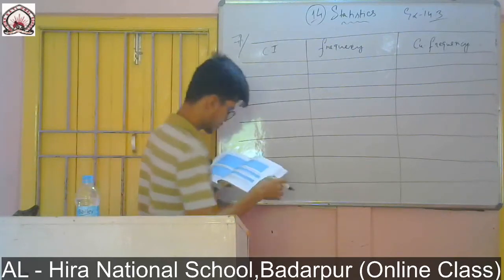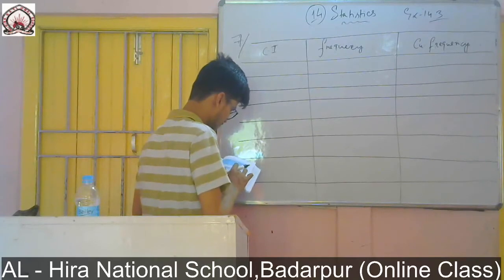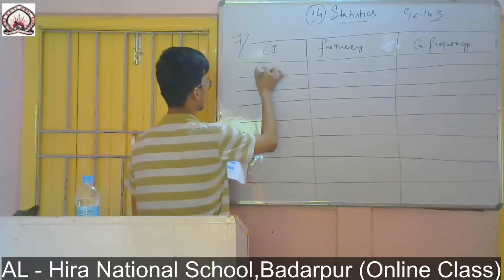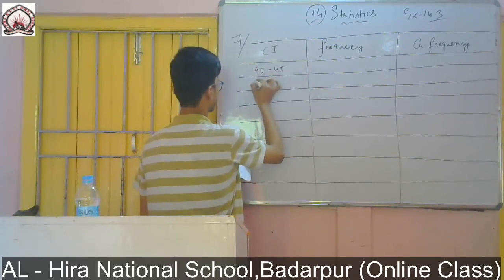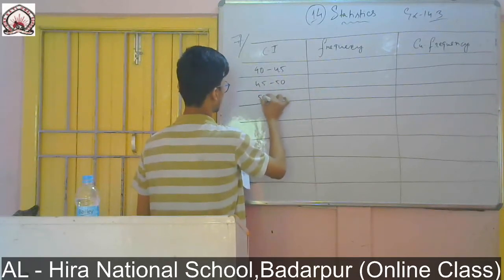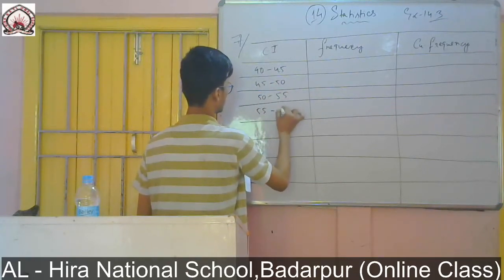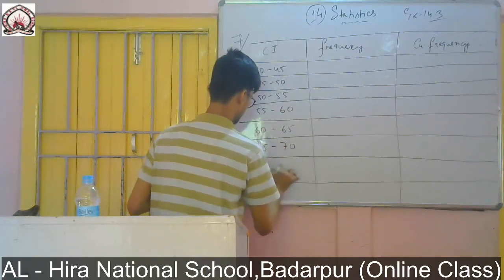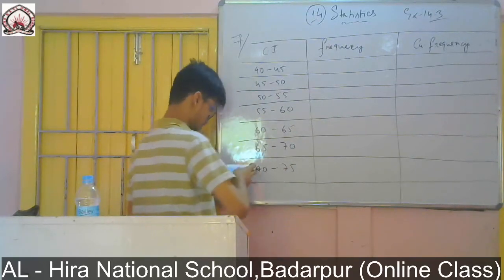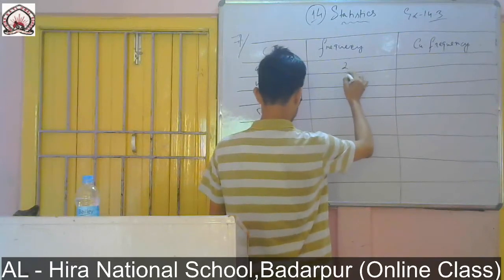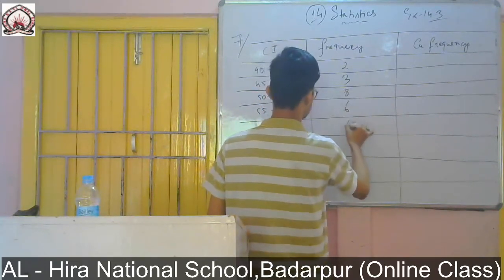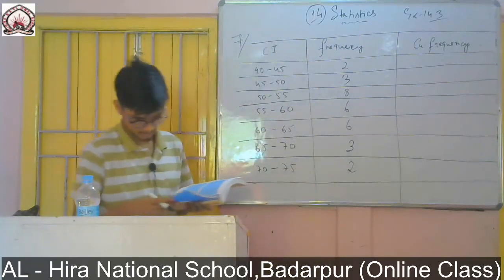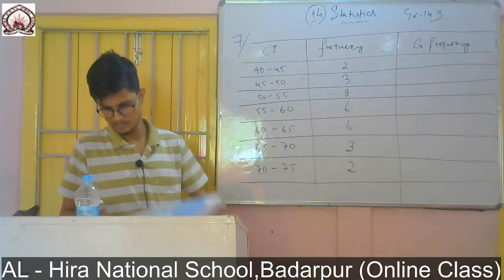So now I will put this in the intervals. How many? 1, 2, 3, 4, 5, 6, 7. Okay, it will be sufficient. So first one 40 to 45, then 45 to 50, 50 to 55, 55 to 60, 60 to 65, 65 to 70, 70 to 75, up to 75, yes. And you see the frequencies given: 2, 3, 8, 6, 6, 3, and at last 2. And the cumulative frequency you have to find.